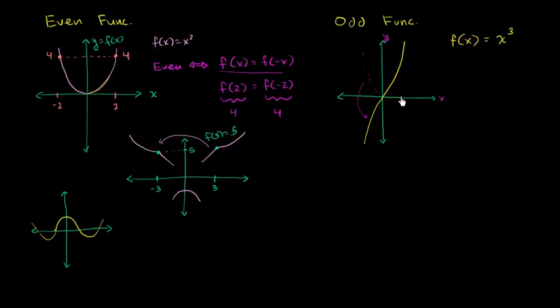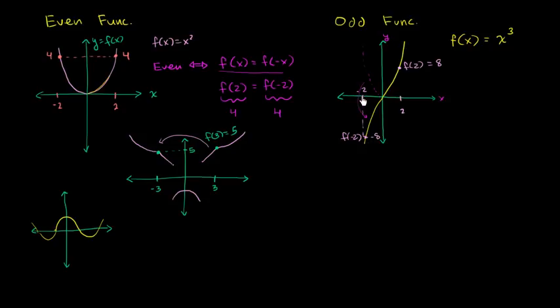Let's try a point. Let's try 2 again. If you have the point 2, f of 2 is 8. So f of 2 is equal to 8. Now what happens if we take negative 2? If we take negative 2, f of negative 2, negative 2 to the third power, that's just going to be negative 8. So f of negative 2 is equal to negative 8.